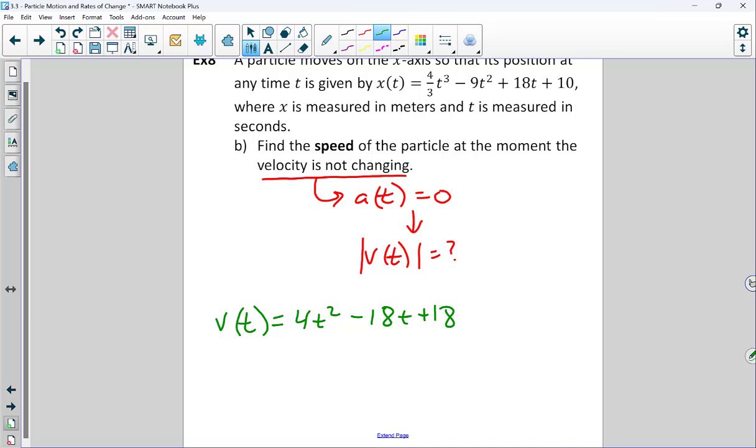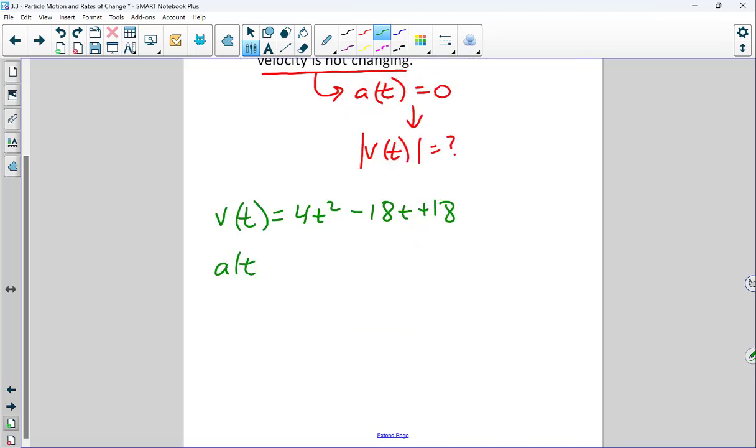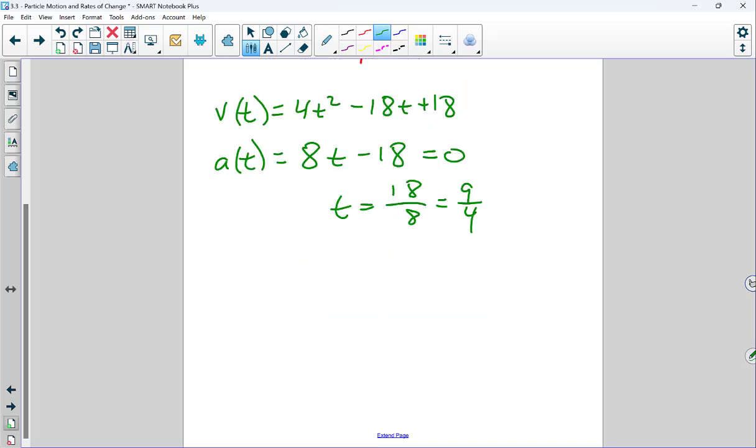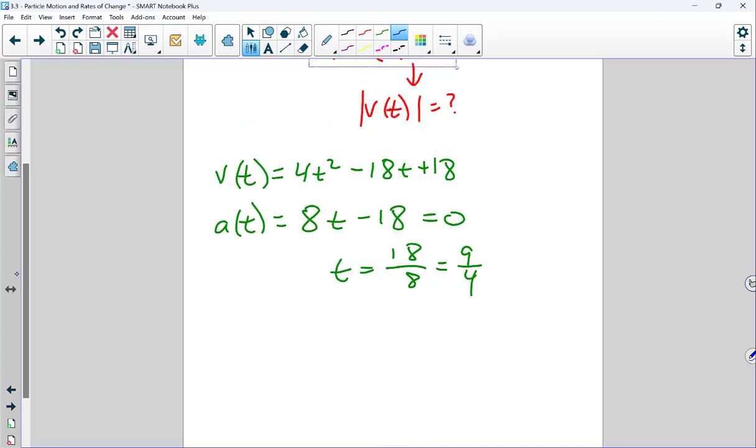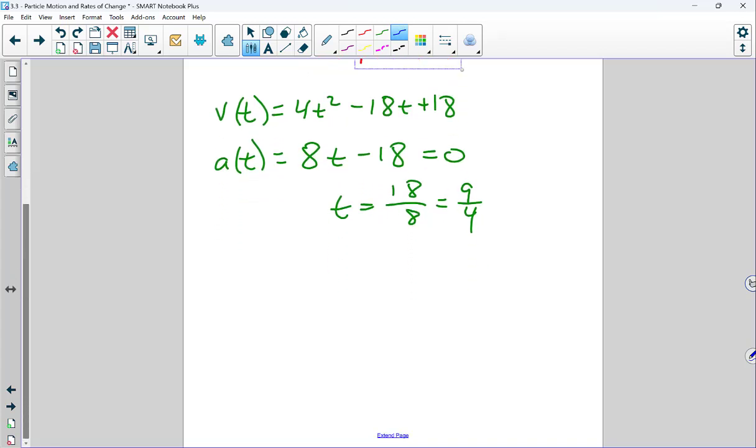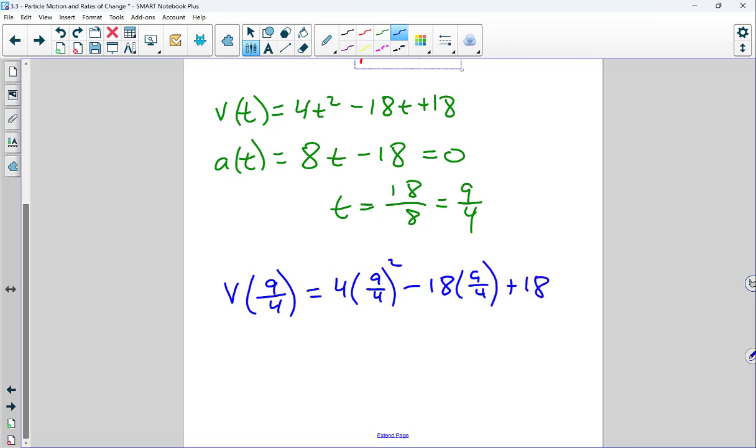And that would make our acceleration function 8t minus 18. So let's set that equal to 0. T equals 18 over 8 or 9 over 4. And then we'll take that and calculate the velocity. So v of 9 over 4 would be 4 times 9 over 4 squared minus 18 times 9 over 4 plus 18. Let's clean this up.